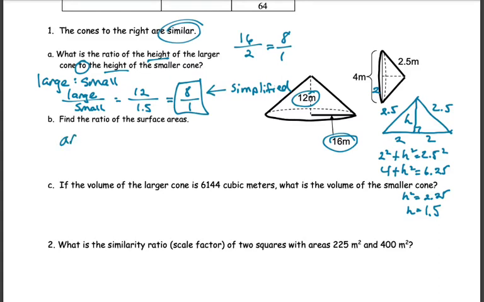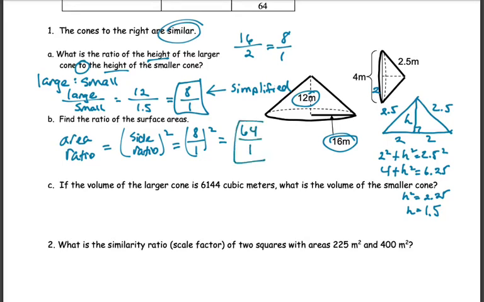Okay, now it wants us to find the ratio of the surface areas. So remember, to get the area ratio, that's going to be the side ratio squared. So we're going to take 8/1 and we're going to square it. And when you square a fraction, you square the top and the bottom, so it'll be 64/1. And that will be your area ratio.